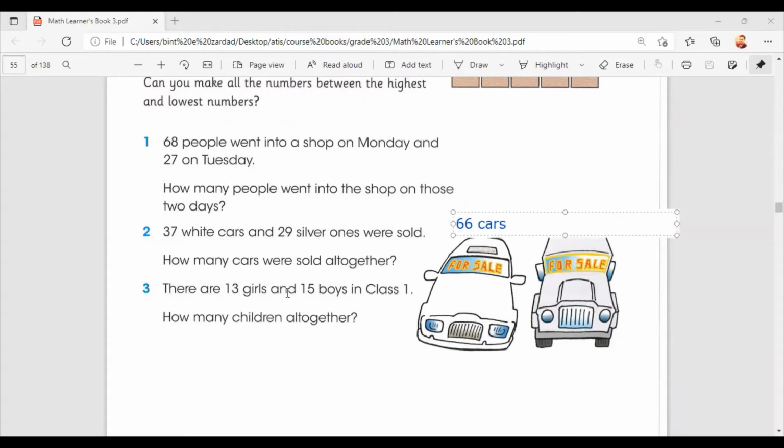There are 13 girls and 15 boys in class 1. How many children are there together? So we need to add all together. Ones with ones, 5 plus 3, 8, and 1 plus 1, 2. So 28 children. Right here, 28.